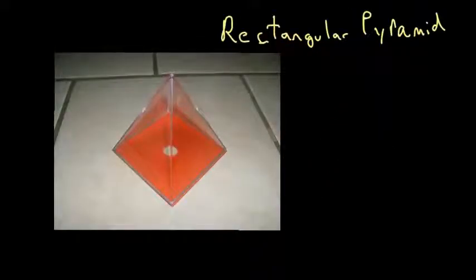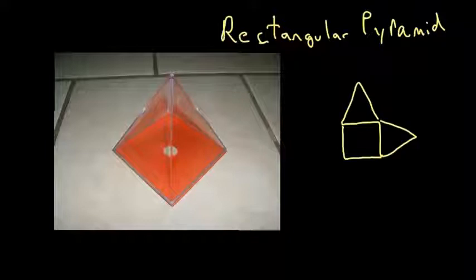So let's look at another pyramid. Alright, so now we have a rectangular pyramid. So our base here is a rectangle. And then off of that, we're going to have four triangles. So that's the net of a rectangular pyramid.